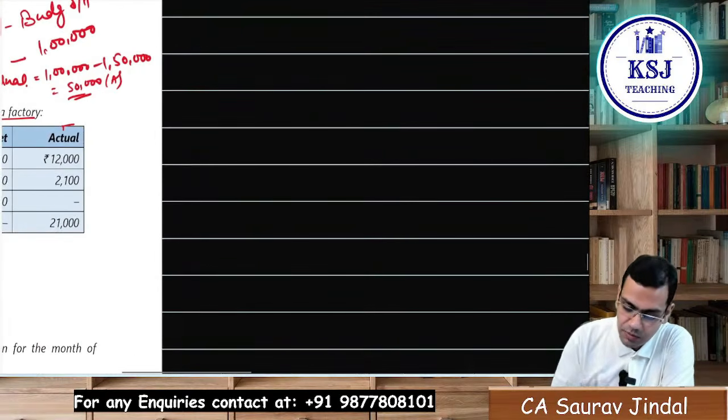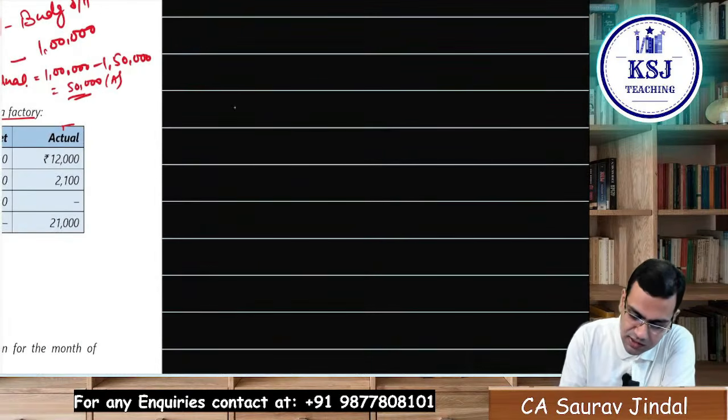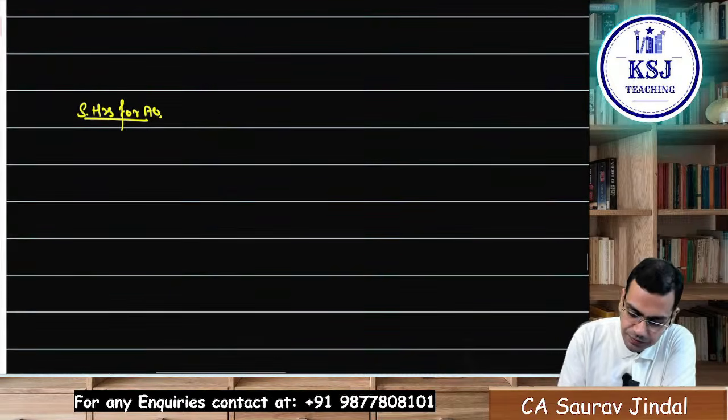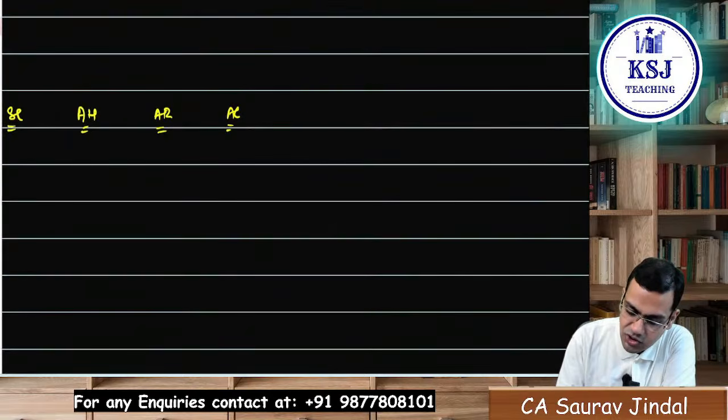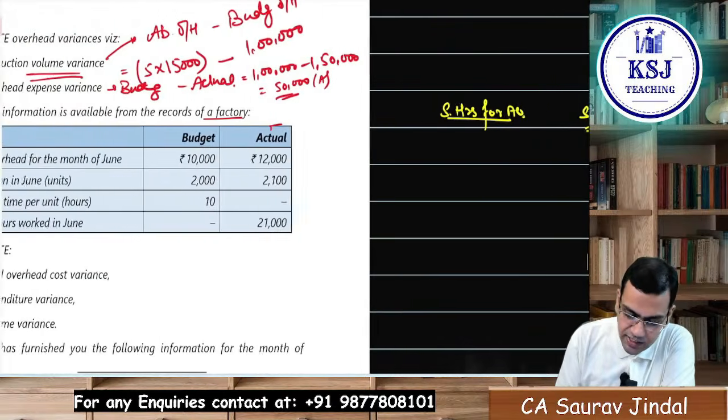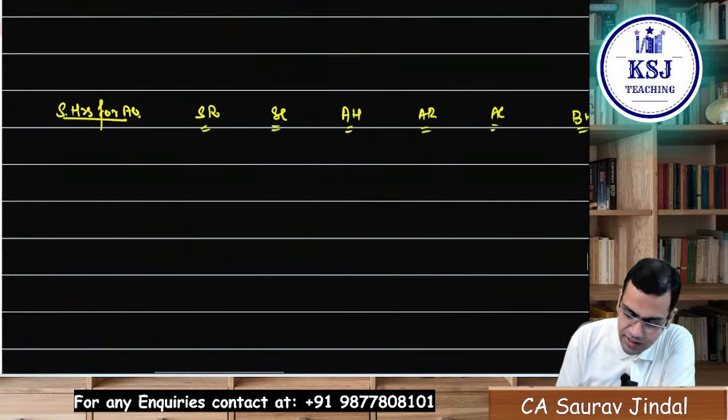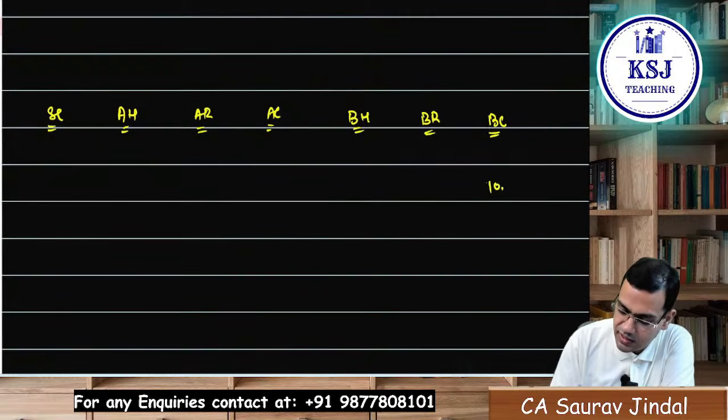So you are required to prepare what? The fixed overhead variances. So standard hours for actual output, standard rate, standard cost, actual hours, actual rate and actual cost. Then we have the budgeted hours, budgeted rate and budgeted cost. Right? So what is the budgeted cost here? That is 10,000. Budgeted cost is given, that is 10,000.